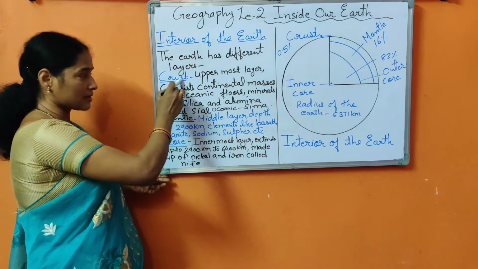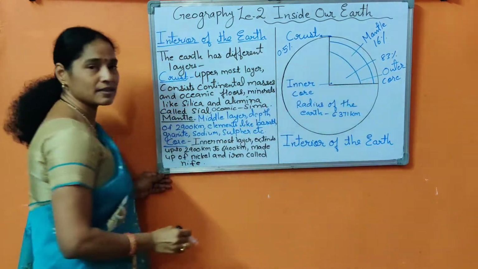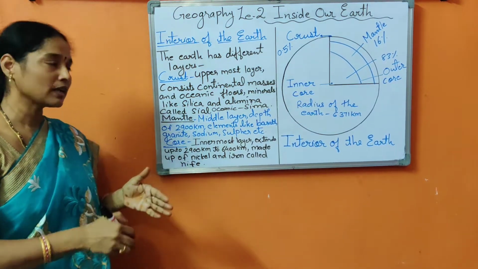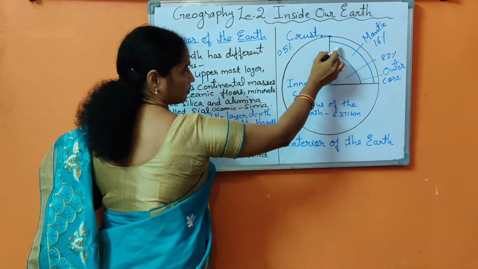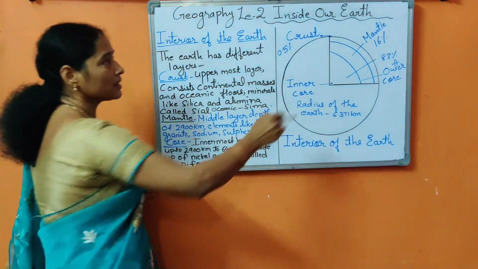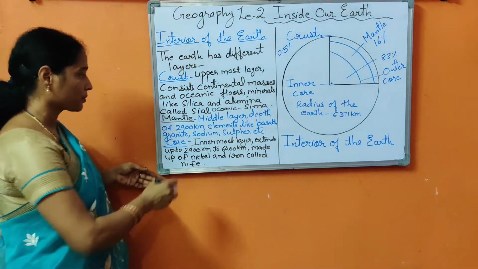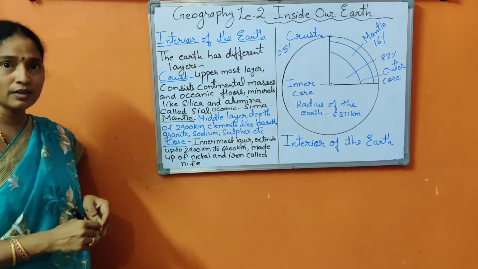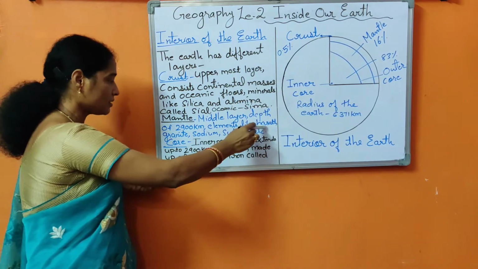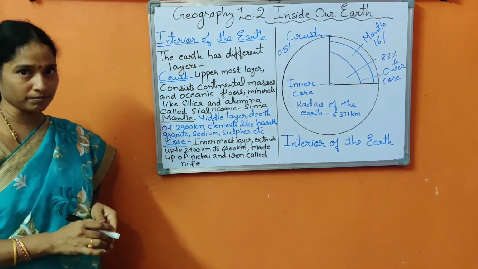Just beneath the crust lies the mantle. Here, this is the mantle. It is known as the second layer, or the middle layer, and it lies beneath the crust. This is crust and this is mantle. It consists of 16% of the volume and extends up to the depth of 2,900 km. And it consists of many elements like basalt, granite, sodium, sulfur, magnesium, etc.